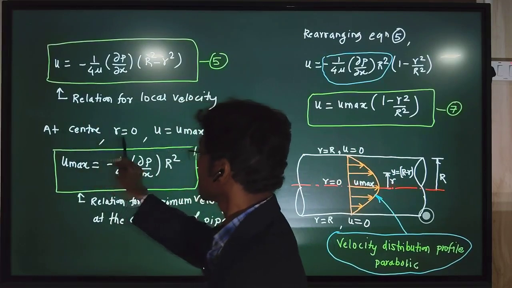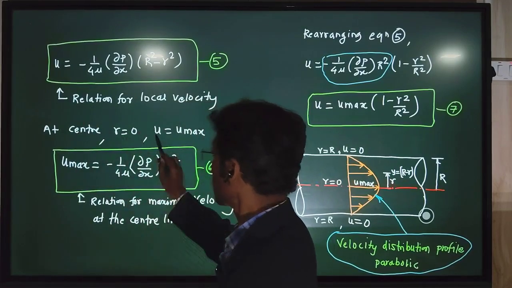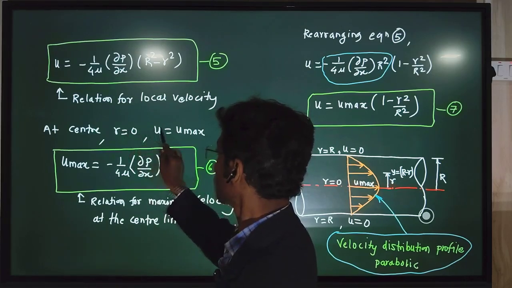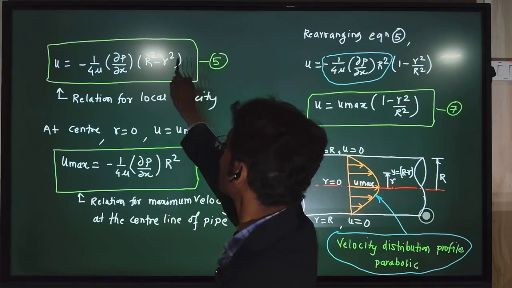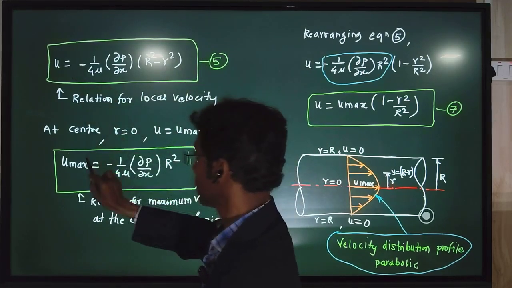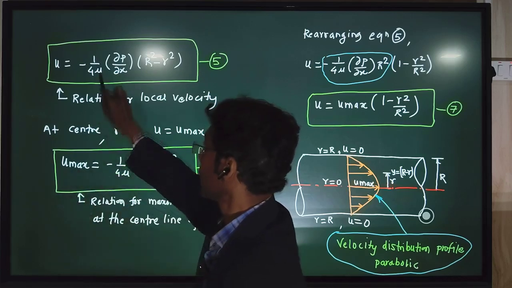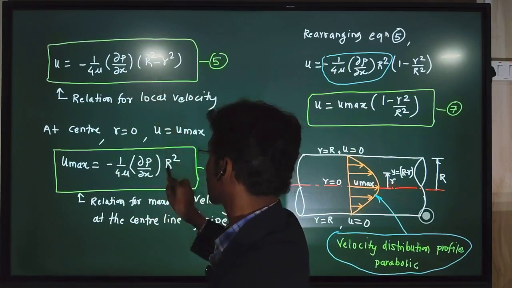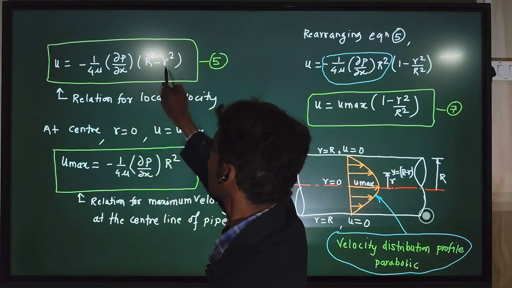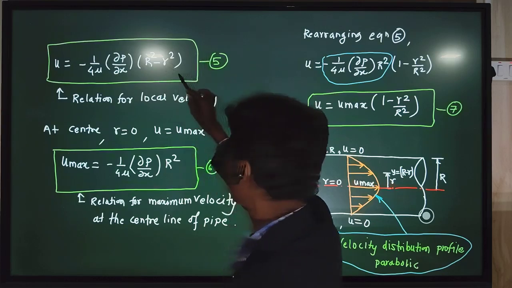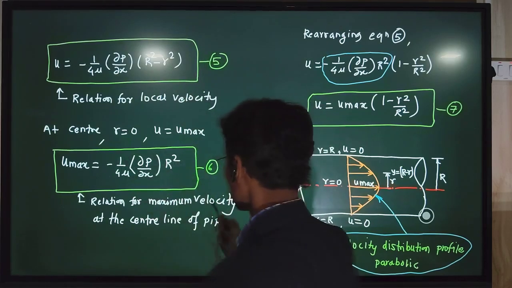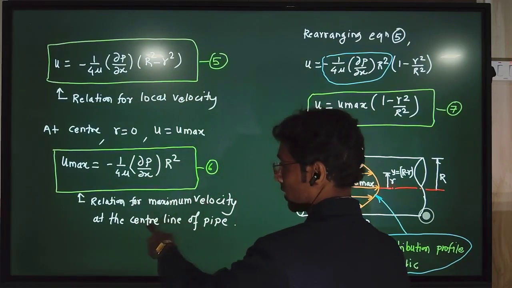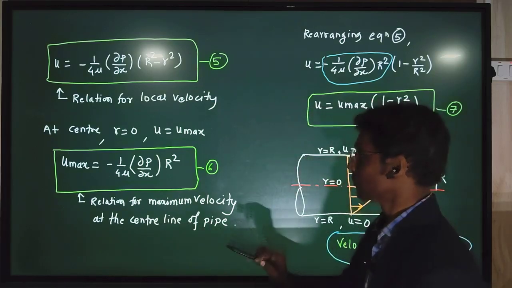Now as we know, at the center r is equal to 0, velocity is a maximum. That is why, putting r equal to 0 and u equal to u max in equation 5, we find u max equals minus 1 by 4 mu into the pressure gradient as it is. Here, capital R square minus small r value 0, that is why it will vanish. So we get this expression, say equation number 6. This is the relation for maximum velocity at the center line of the pipe.